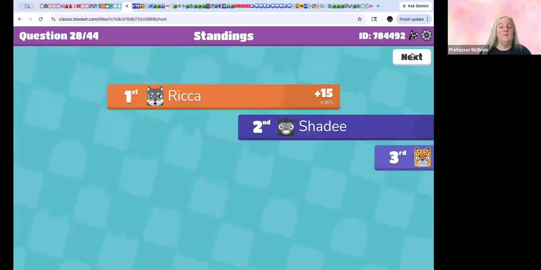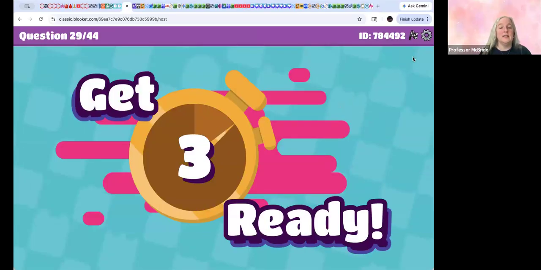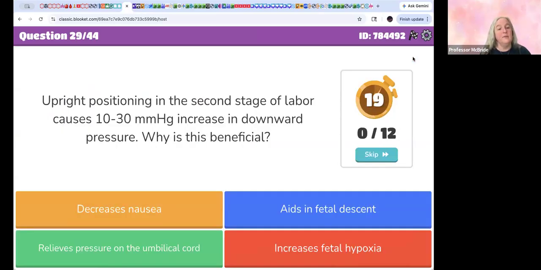Really, the big part of playing the game is also discussing the questions and all of the different answers and the rationales. Upright positioning in the second stage of labor causes a 10 to 30 millimeter mercury increase in downward pressure. Why is that beneficial?